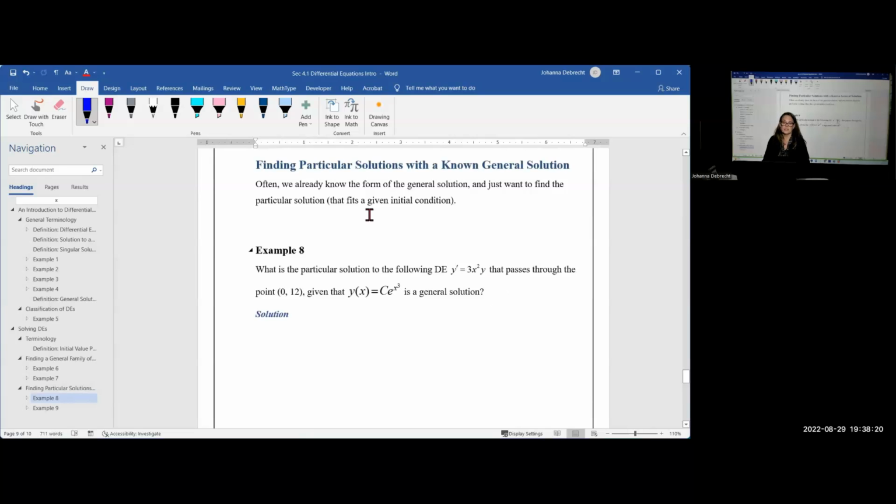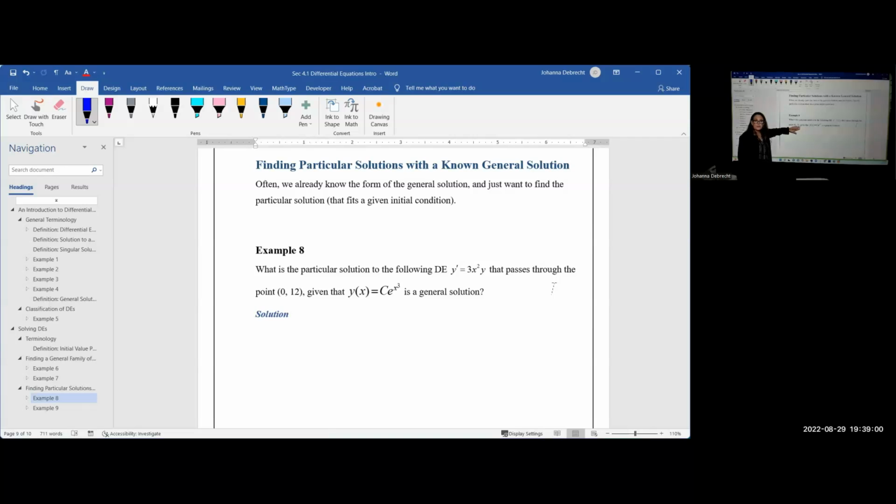Now, sometimes, depending on the type of differential equation that we have, we may already know the form of the general solution. We just want to find a particular solution. So in the next example, we have a differential equation, y' equals 3x squared y. So it's first order because of the first derivative. It is linear. None of the y things are multiplied together or composed or raised to a power higher than 1. And it is an ordinary differential equation. So this is our first order linear ordinary differential equation.